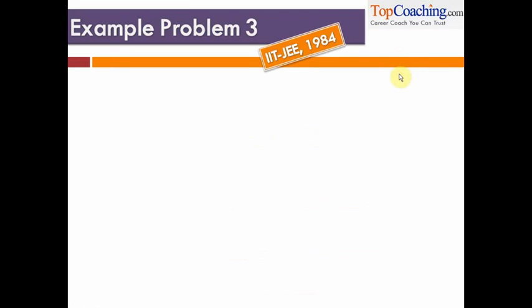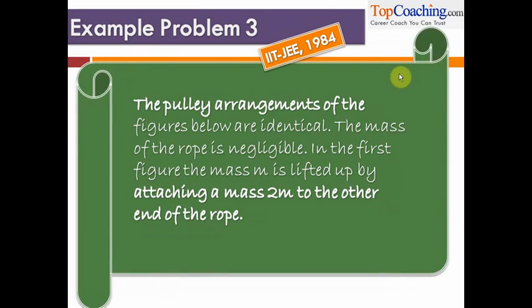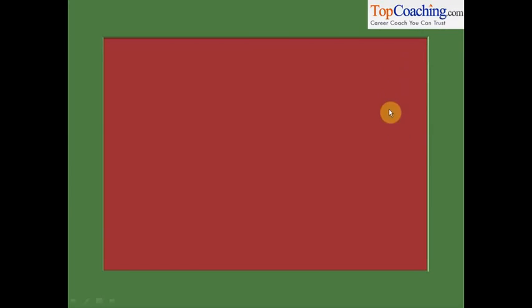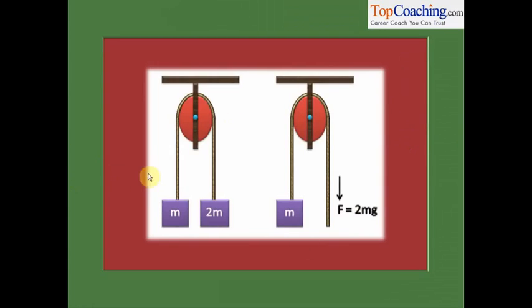Here's another problem. This one was asked in IIT JEE in 1984. The pulley arrangements of the figures are identical. The mass of the rope is negligible. In the first figure, the mass m is lifted up by attaching a mass 2m to the other end of the rope. So this is the figure given in the question.